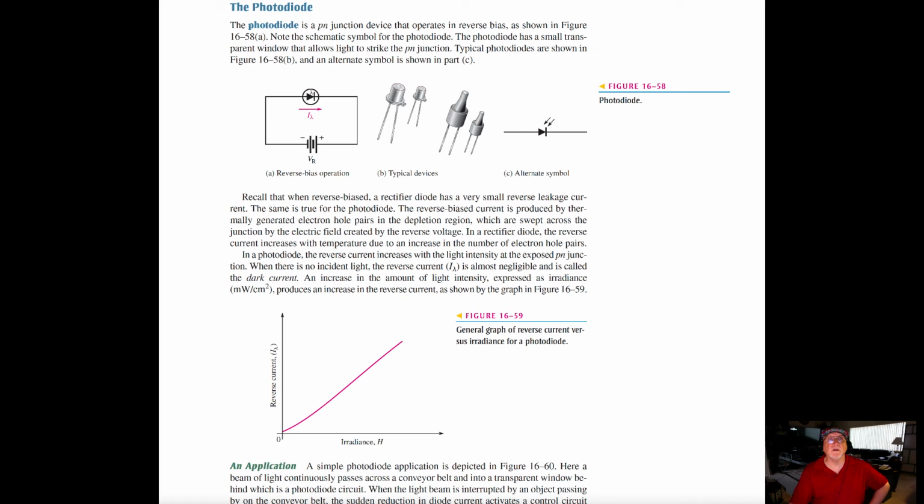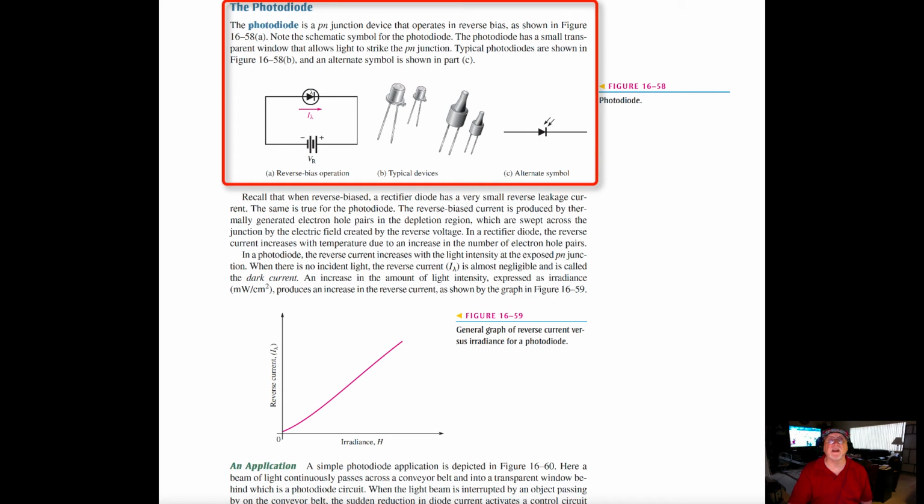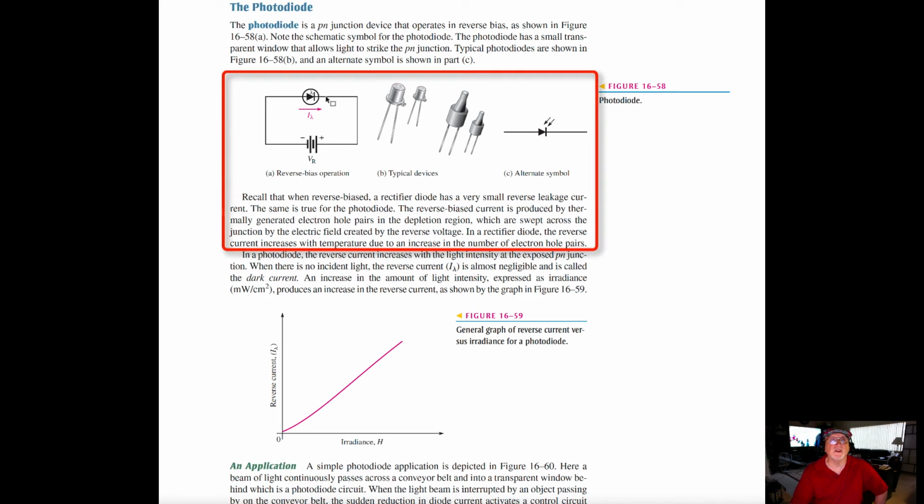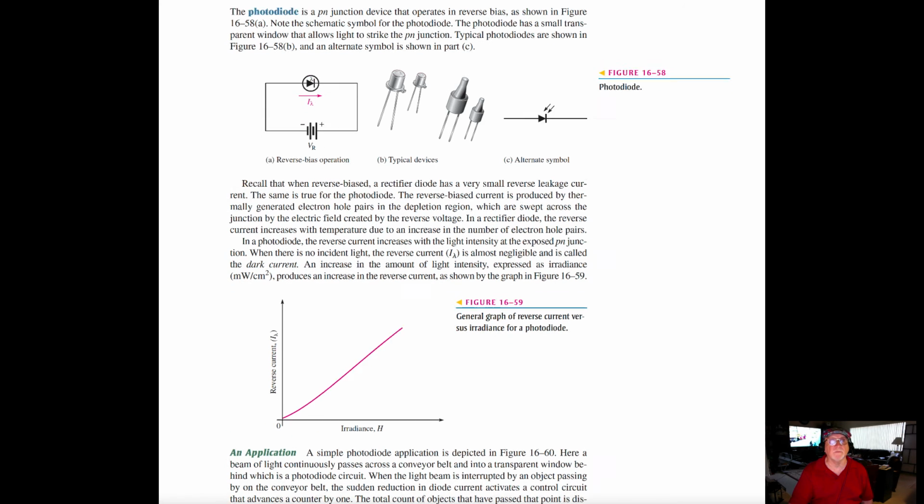The photodiode is a PN junction device that operates in reverse bias. Note the schematic symbol for the photodiode. The arrows are reversed. A photodiode has a small transparent window that allows light to strike the PN junction. Typical photodiodes are shown in the illustration. You can see the example on the schematic in A. You can see it's got a little lambda there. Lambda is typically used for light.